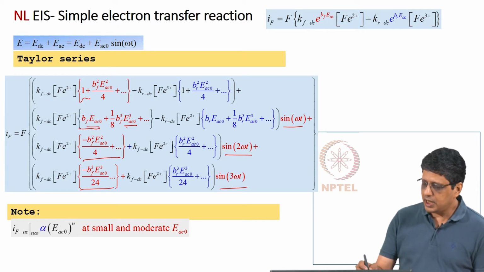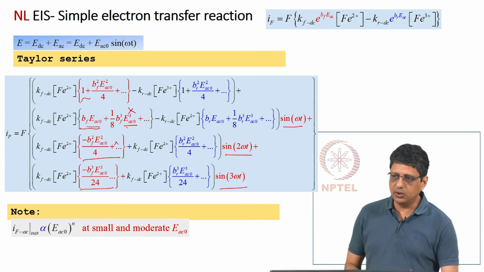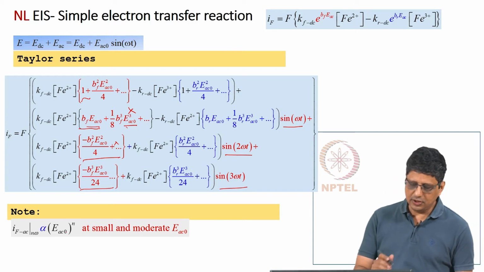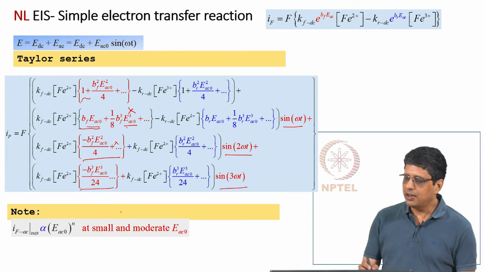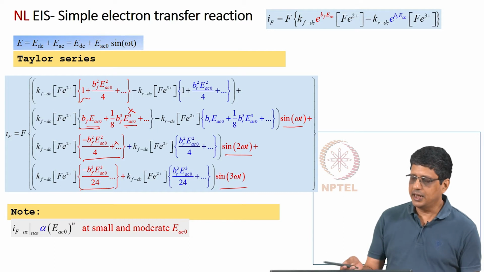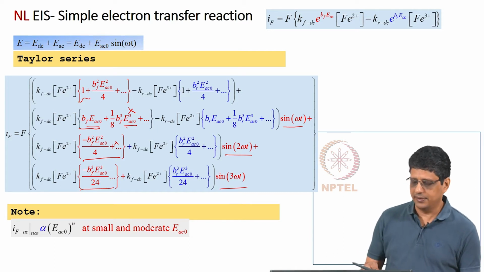When you go to larger amplitude, I can't neglect the further terms. So, it will not always be proportional to EAC power n; only at small and moderate values is it going to be proportional to that. At higher values it is going to be dependent. In this example, for this reaction, it is going to be dependent as described by the modified Bessel function. For other reactions, the dependence is hard to get because we do not have an analytical expression.